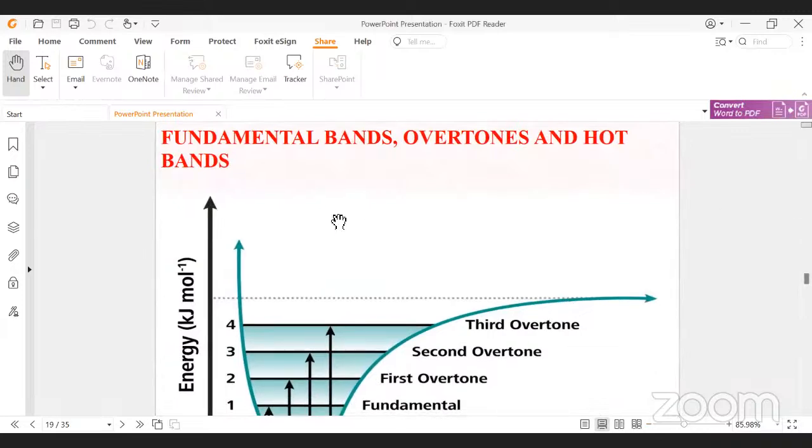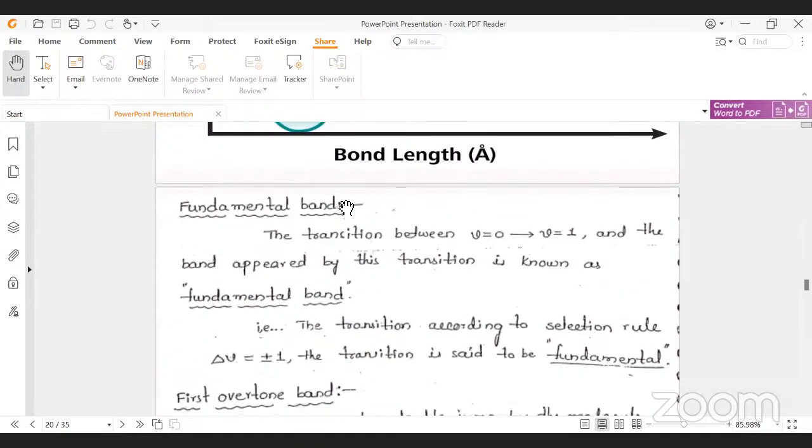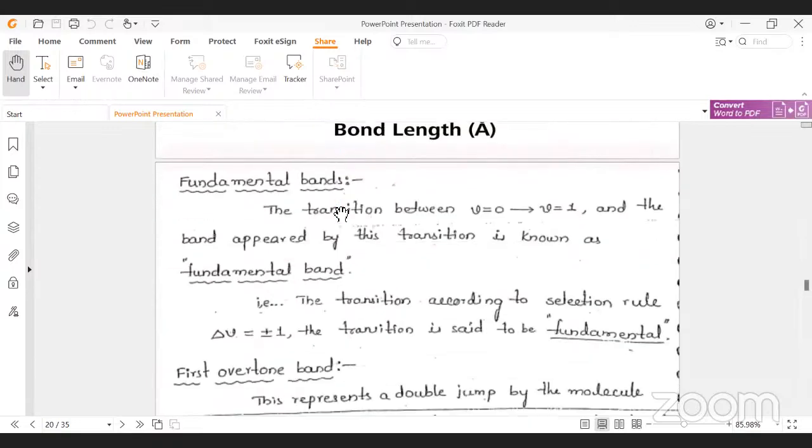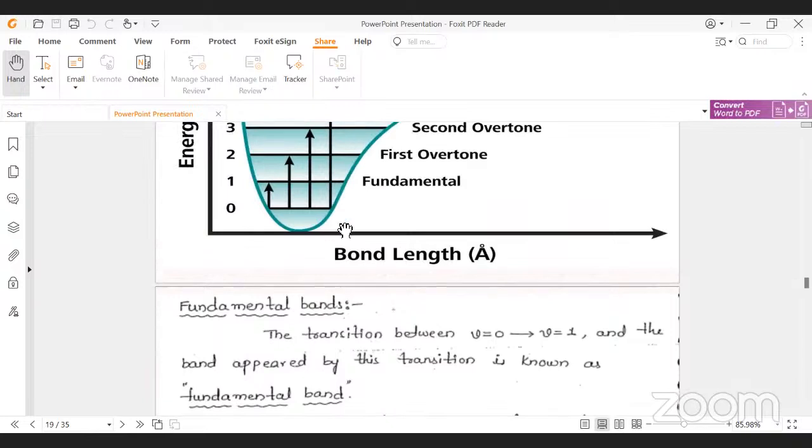We have different kinds of transitions and different bands: the fundamental band, overtones and hot bands. We have two bands, the fundamental band and overtones. What is the fundamental band? The transition from, we have a difference.